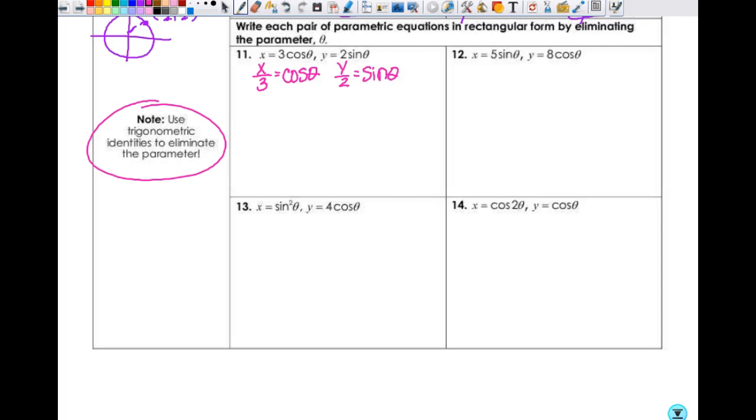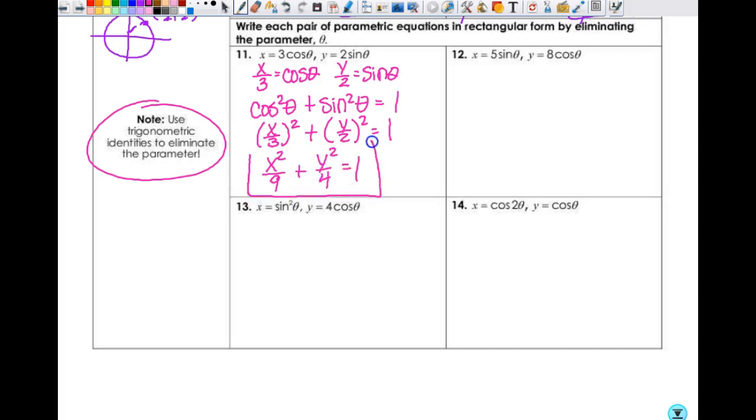Then I have to figure out something that I can do with this. Well, here's something that I know about this. I know that cosine squared theta plus sine squared theta equals 1. So I have something I can substitute in for cosine. I have something I can substitute in for sine. So here I'm going to get x over 3 squared plus y over 2 squared equals 1. That means I get x squared over 9 plus y squared over 4 equals 1. And I'm done. Anybody know what that graphs?